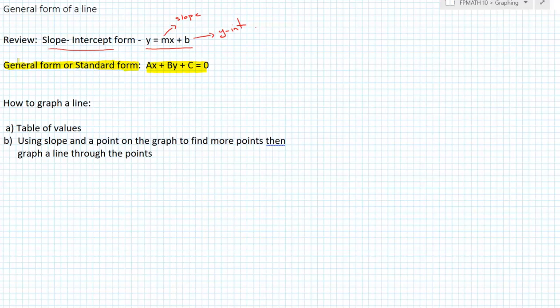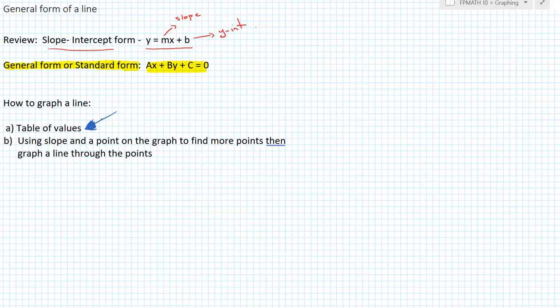Now here are basically the two ways of graphing a line. One was we use a table of values. That was the very first thing we talked about. So you pick random x values, you plug them into the equation, you create a table of values and then plot the points, and draw a line through all the points. That would be using a table of values for a graph.